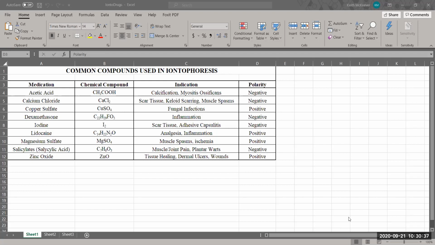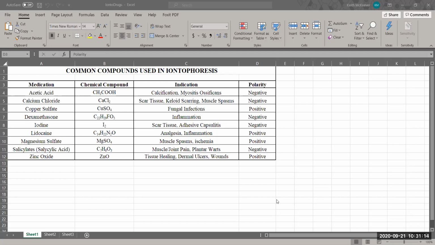So let's say we're doing acetic acid. We put the medication, the acetic acid, on the Ionto patch, and then we start connecting the leads. We're always going to connect the same polarity lead as the medication. Acetic acid is a negative, so you're going to connect it to the negative lead because like charges repel. So you want negative going into that pad so it pushes that medication into the body.